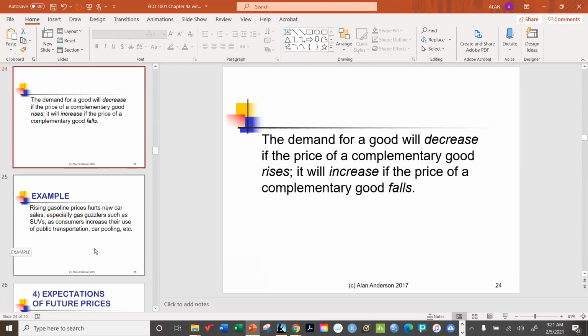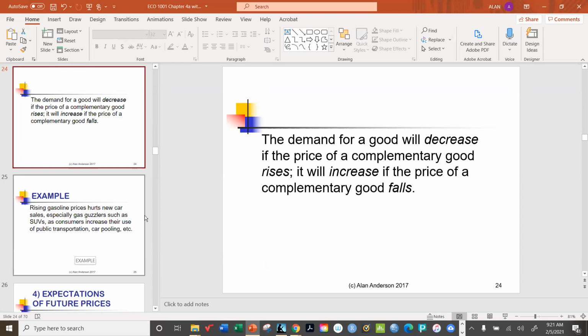Okay, now if we're looking at unrelated goods, then the price of one unrelated good will not influence the demand for the other good. Of course not, because they have nothing to do with each other. So remember, this is just for related goods. All right. So now we've still got more factors to look at.